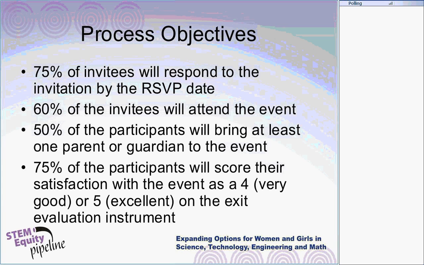Another process objective that the implementation team came up with was 75% of the participants will score their satisfaction with the event as a 4, very good, or a 5, excellent, on the exit evaluation instrument. So those are all process objectives. And you'll notice they're very different than the outcome objectives. They're really more about the actual activity itself and the processes that we use. And you can come up with all kinds of process objectives that may be helpful.